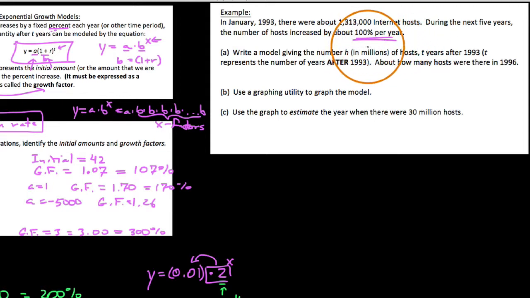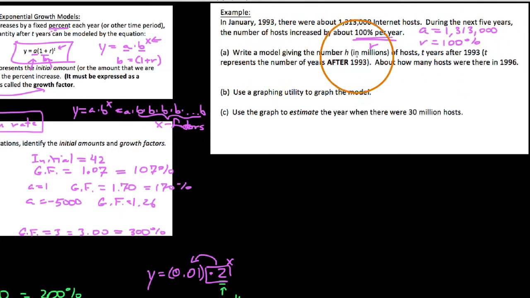It says during the next 5 years the number of hosts increased by about 100% per year. So we're going to write down a few things here. First of all, our initial amount is this 1,313,000 number. So we're starting with this many, and this 100% per year is a rate, the rate at which it's growing per year.